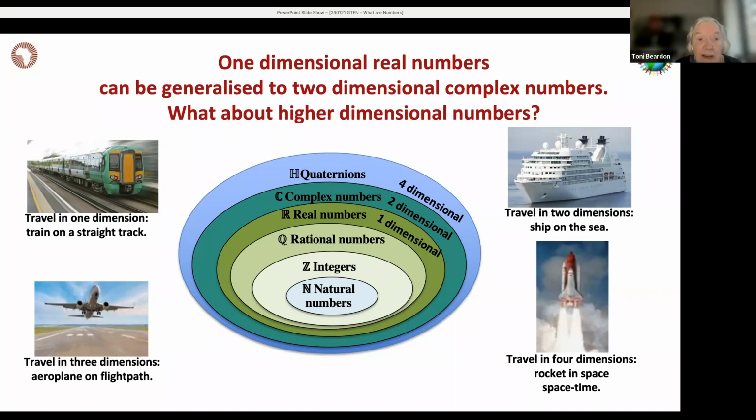But there are no 3-dimensional numbers, although we know very well that we can travel in 3 dimensions. In fact, it makes a lot of sense to think of 3 dimensions. There's actually not a number system in 3 dimensions.